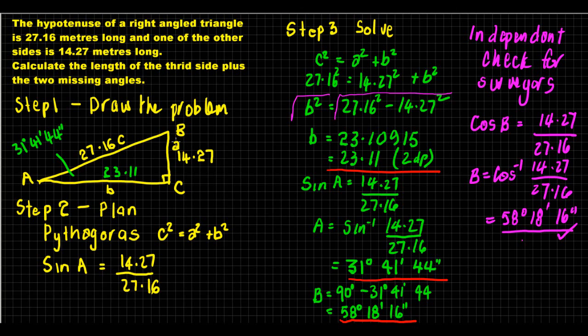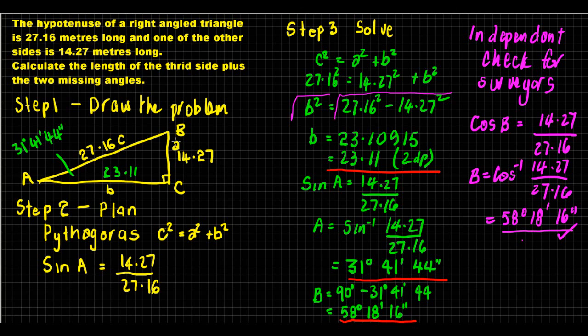So now that we've got our length of side b, 23.10915, that's a bit ridiculous really, considering that we only started with 2 decimal places. So let's round it to the nearest 2 decimal places, 23.11. Fill that in the diagram, that's our answer. Now moving on to part B of the plan.